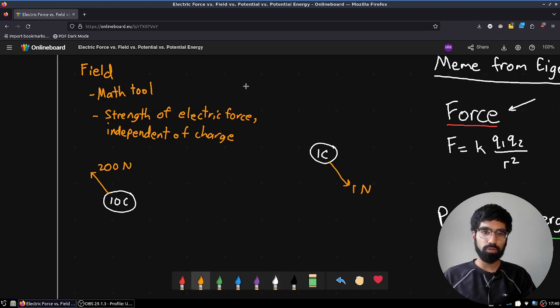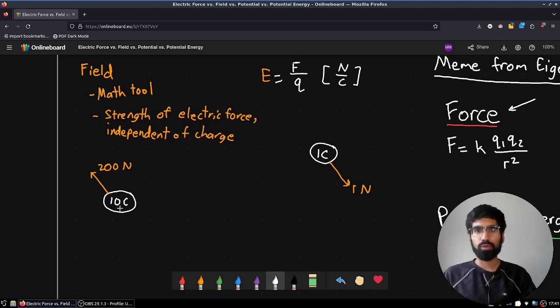The electric field is equal to the force that we measure in some region divided by the charge of the particle that we're making the measurement with. So if you think about the units here, forces are in units of newtons, charges are in units of coulombs, so you have units of newtons per coulomb.